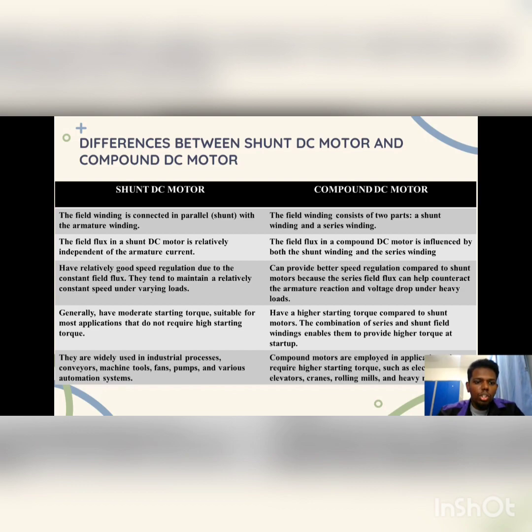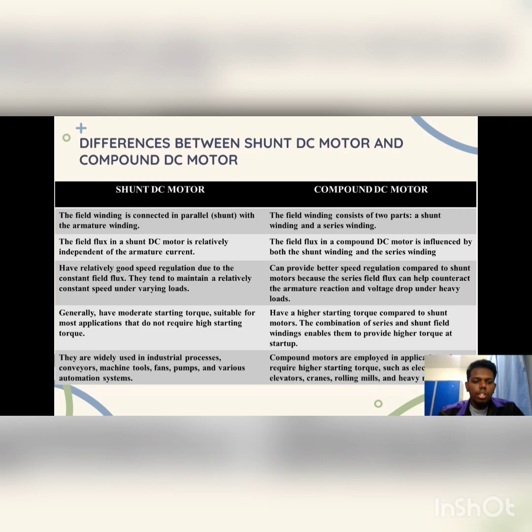For the shunt DC motor, they have a relatively good speed regulation due to the constant flux. They tend to maintain a relatively constant speed under varying loads. And compound DC motor can provide better speed regulation compared to shunt motors because the series flux can help counteract the armature reaction and voltage drop under heavy loads.